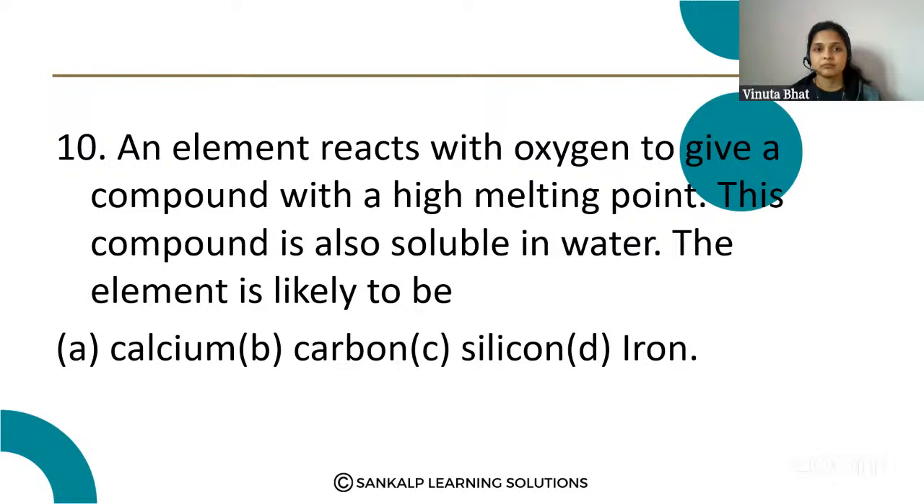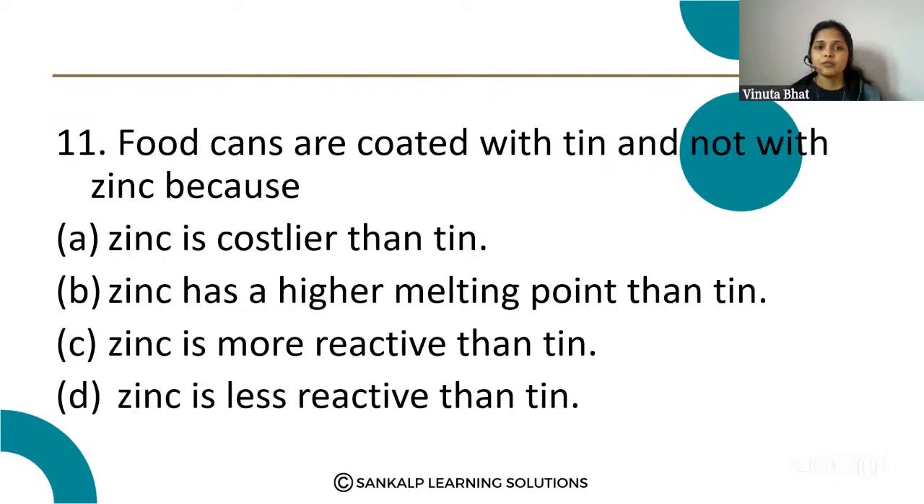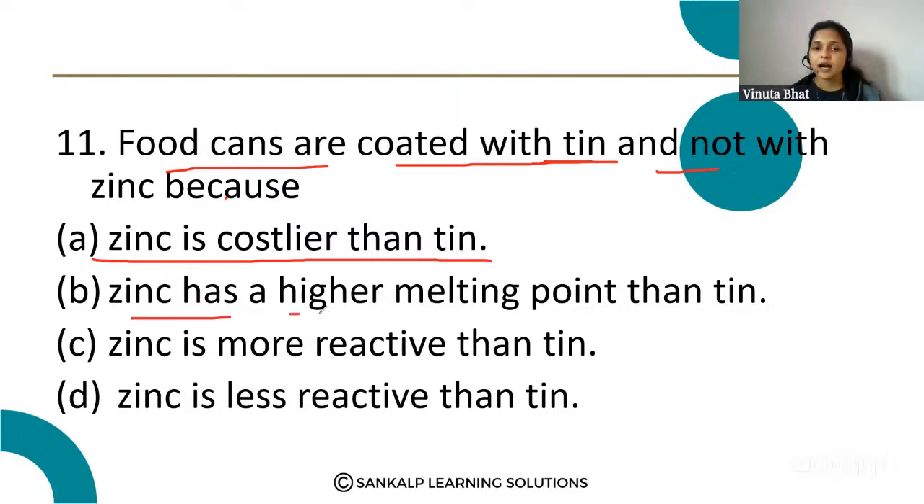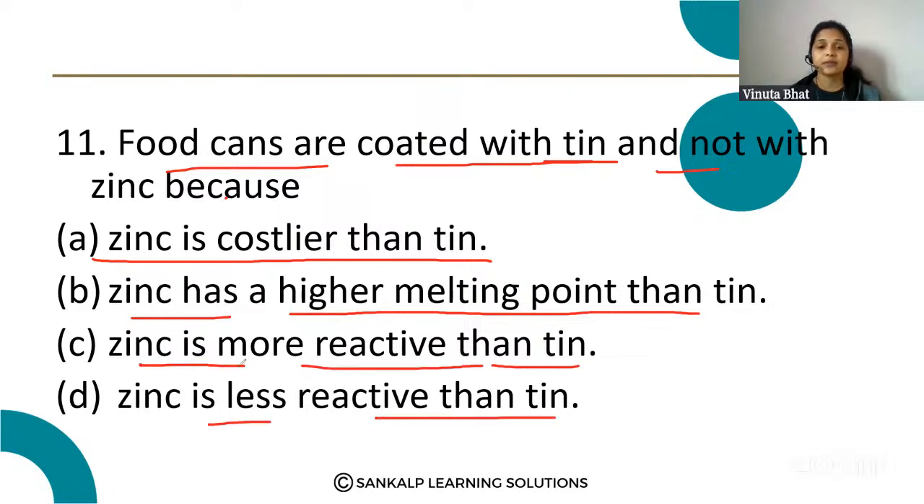Next question. Food cans are coated with tin and not with zinc because zinc is costlier than tin, zinc has a higher melting point than tin, zinc is more reactive than tin, or zinc is less reactive than tin. So, what is the reason behind this? Why is tin used, not zinc?